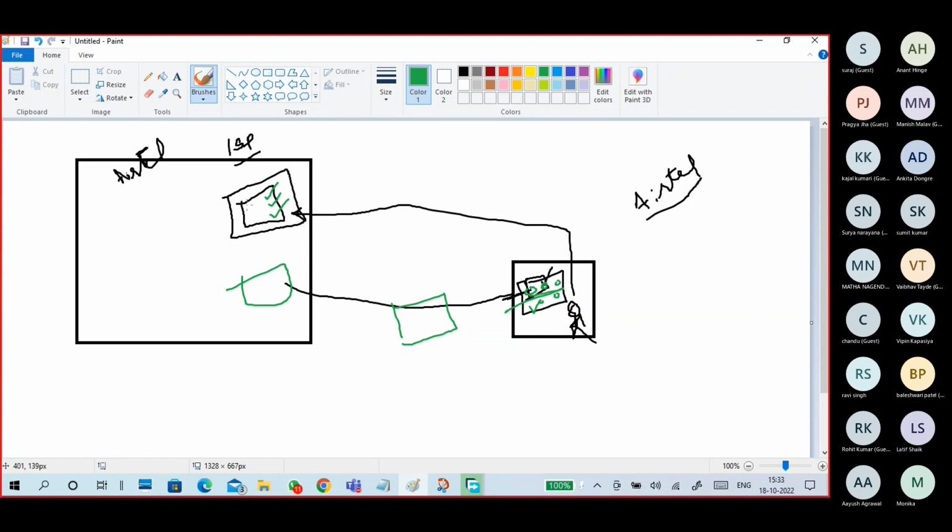Now, sometimes they can fix the issues from their end. Maybe they will go to the computer and do something from their end. If a certain issue has occurred at their end, they'll fix it from their end. Or maybe they will send a person for a physical inspection.